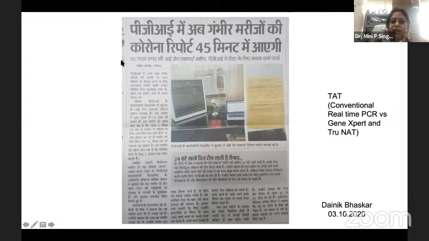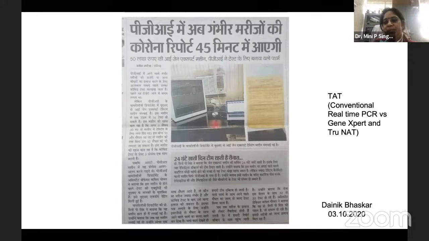So what I was talking about is, one is the conventional PCR, and this is again a real-time PCR. PGI has recently procured this real-time PCR machine, which is a 16-channel machine. And the advantage of using this machine is that you can make your real-time PCR faster.